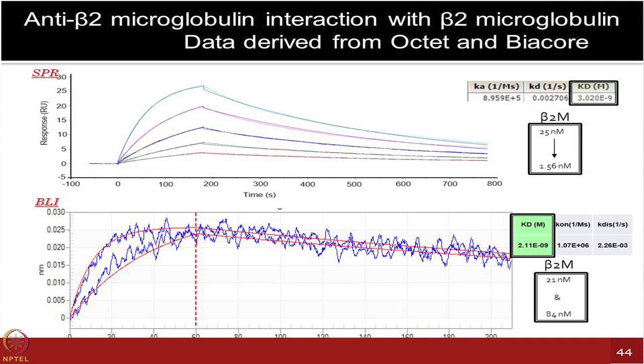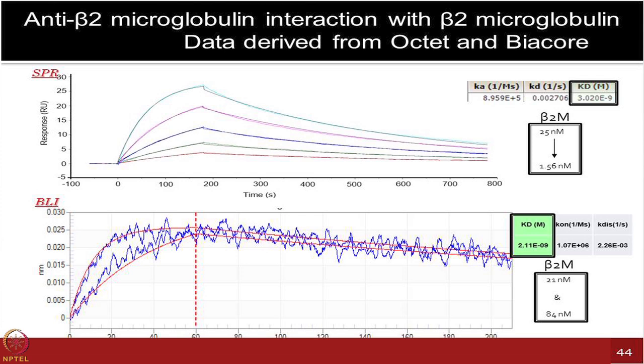So in this case, we used anti-beta-2 microglobulin antibody and looked at the protein interaction. Using SPR and BLI, we tried binding for various time points, with different concentration series. The results came pretty close, actually. The overall KD is almost 3 e to the power minus 9, and the other is 2.11 e to the power minus 9.